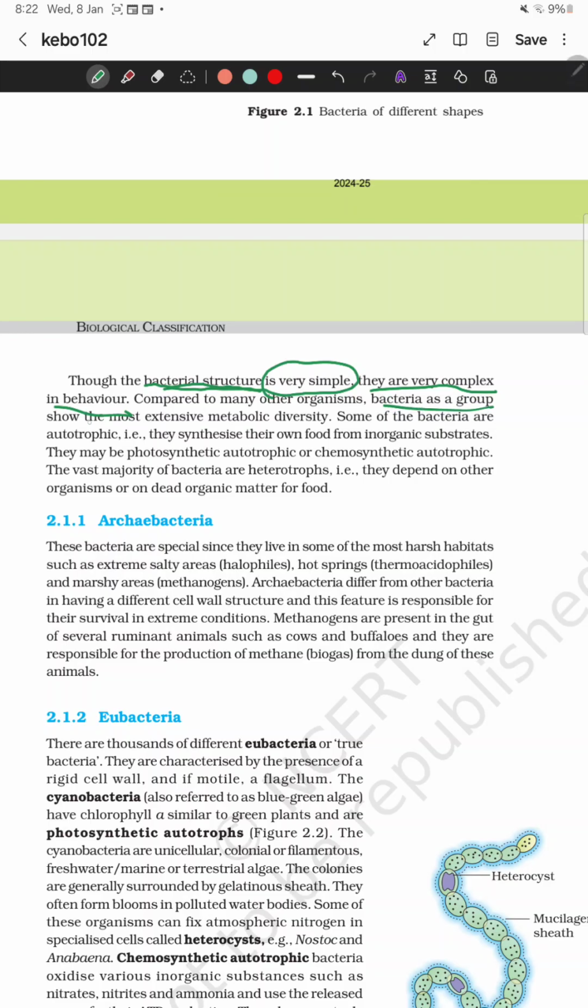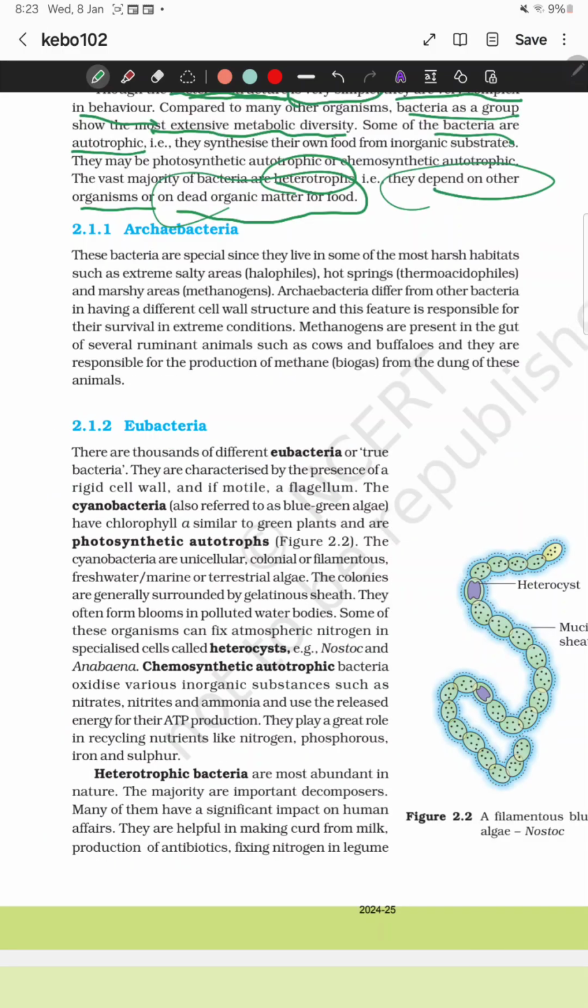Bacteria is the group that is most extensively metabolically diverse. Some of the bacteria are autotrophs, meaning they synthesize their own food in the presence of light. They perform the photosynthesis process, and some of them are heterotrophs, meaning they depend upon dead and decaying matter for food.